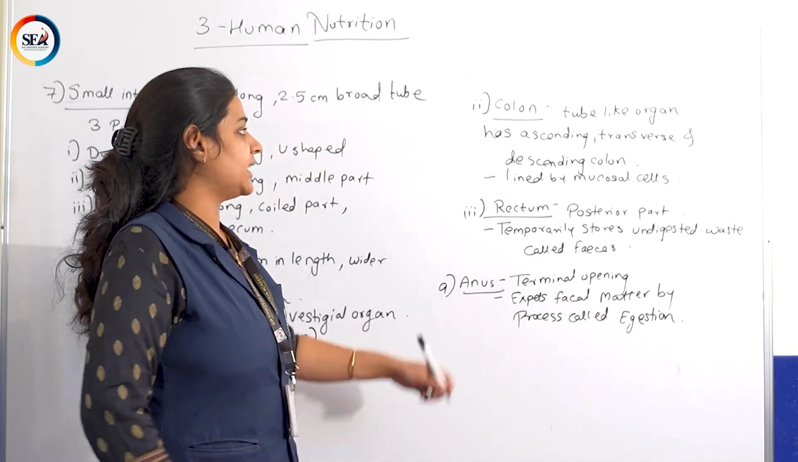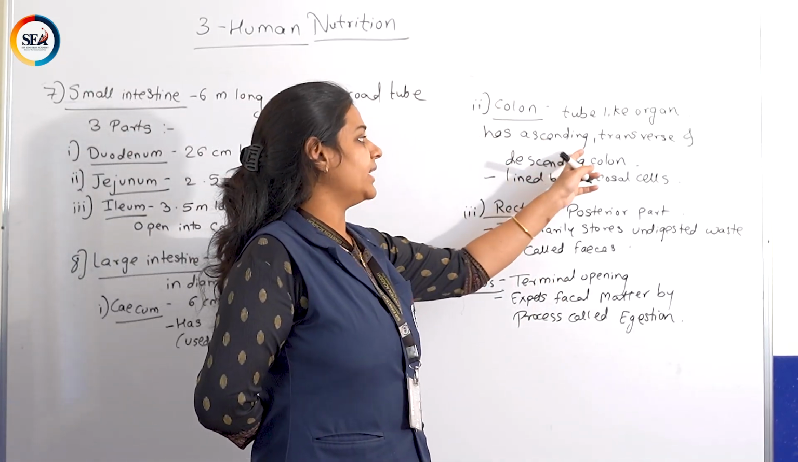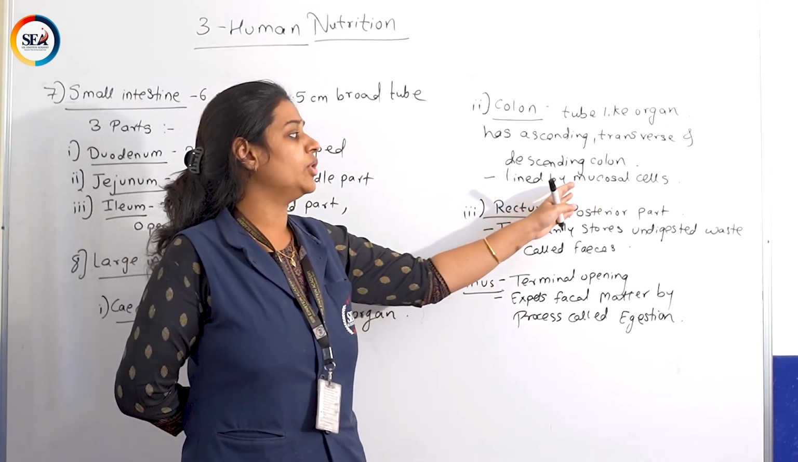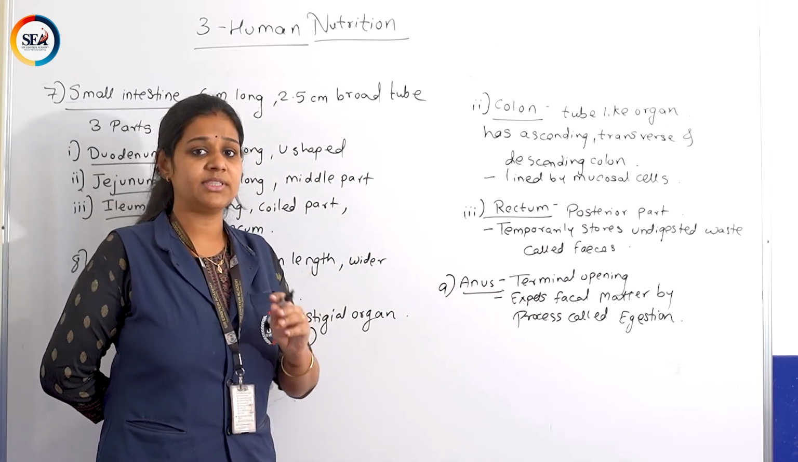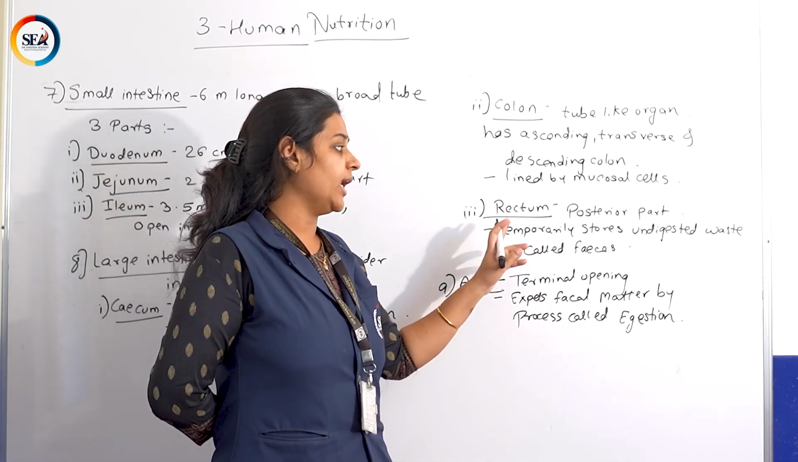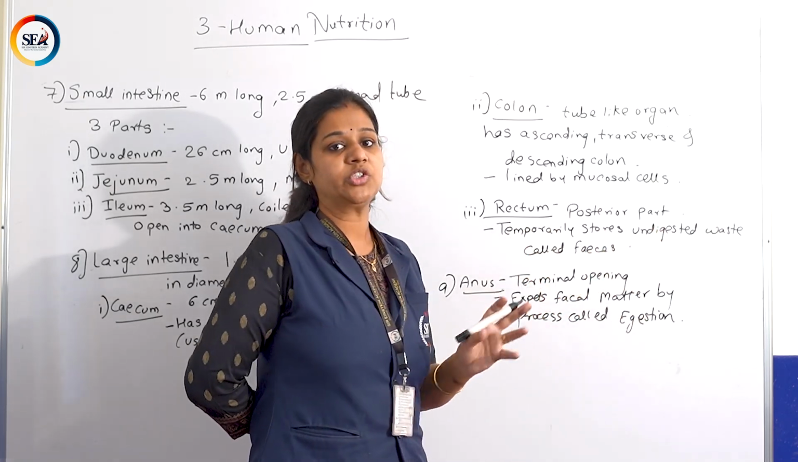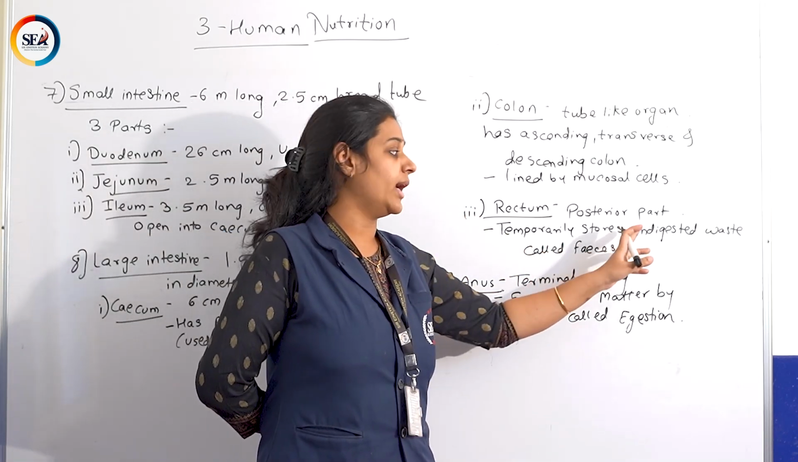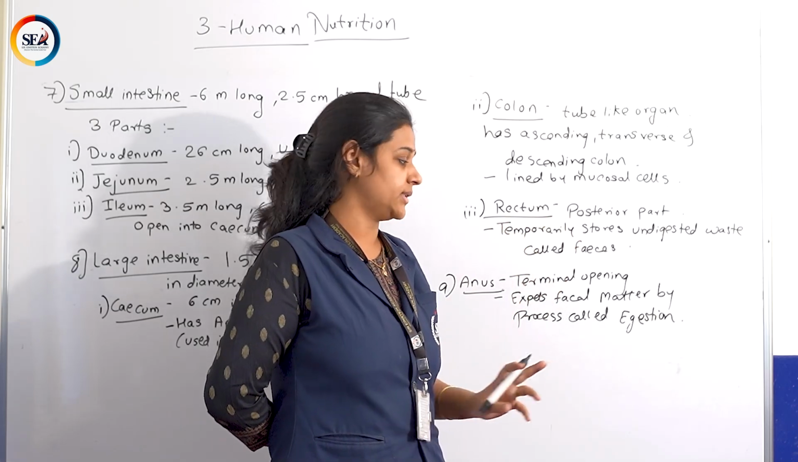The second part of the large intestine is the colon, which is a tube-like organ. It has a total of 3 parts: the ascending, transverse and descending colon. It also has mucosal cells which secrete mucus. The third part is the rectum, which is the posterior part of the large intestine. Its work is to temporarily store undigested waste, which is called feces, which are usually excreted through the anus.